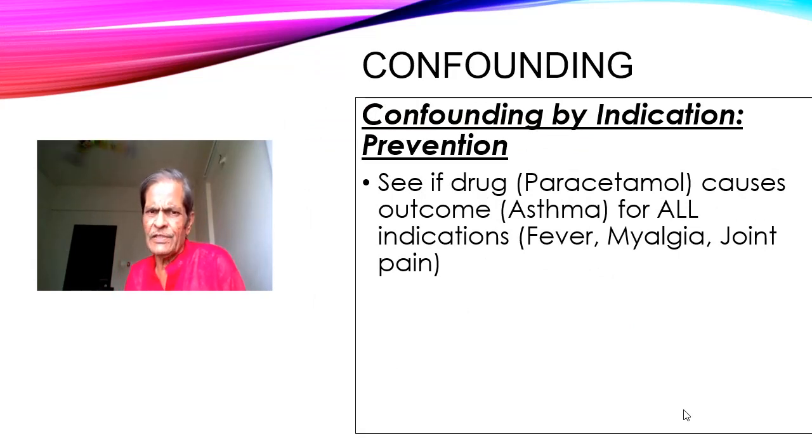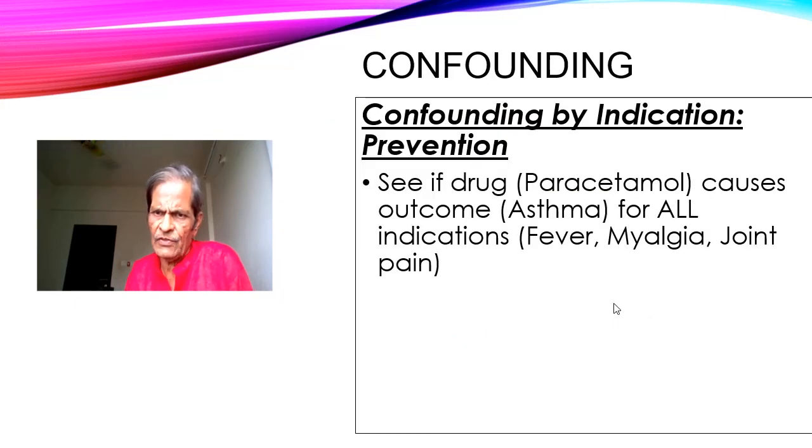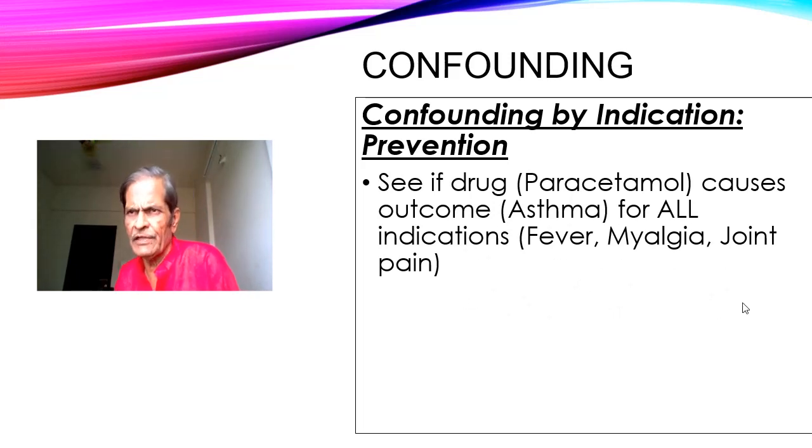We can prevent this bias in the analytic stage and the planning stage itself. See if the drug paracetamol causes the outcome, that is asthma, for all indications. Suppose we are implicating paracetamol for asthma. Paracetamol was given for fever, but there are other indications of paracetamol. There are other indications apart from fever or myalgia. It could be taken for joint pains.